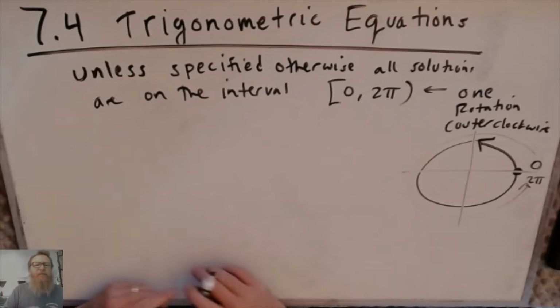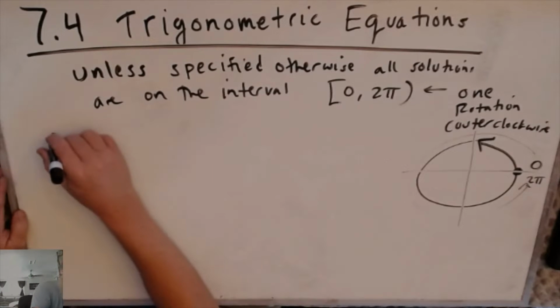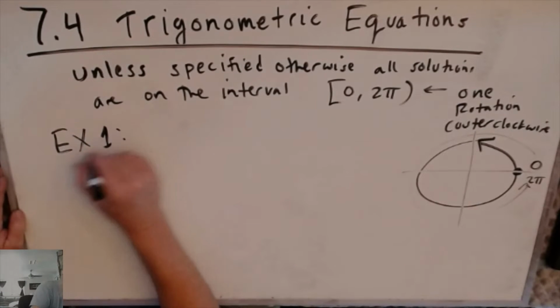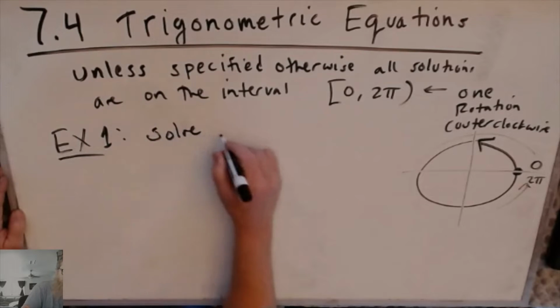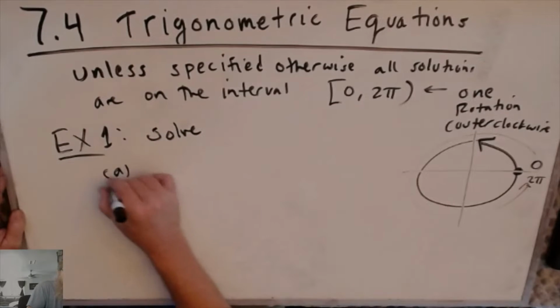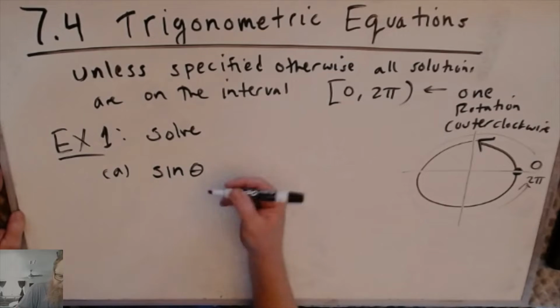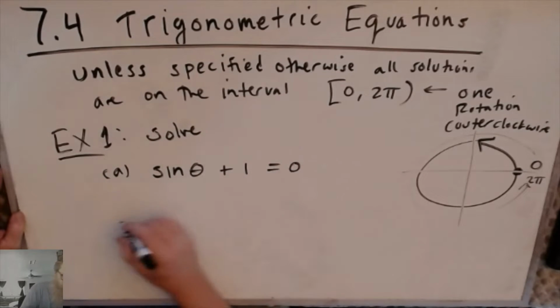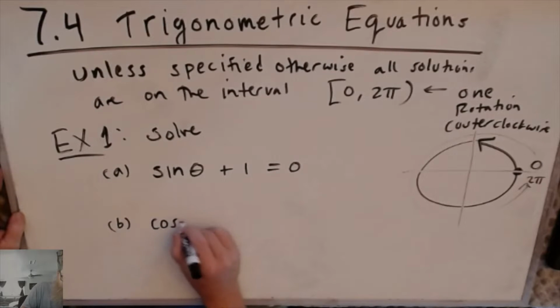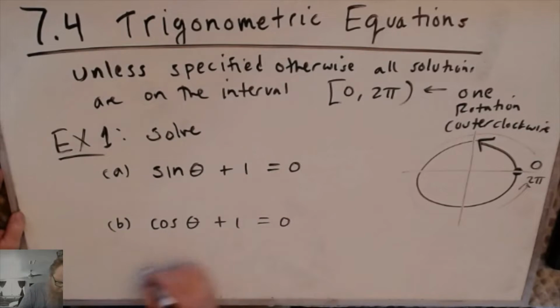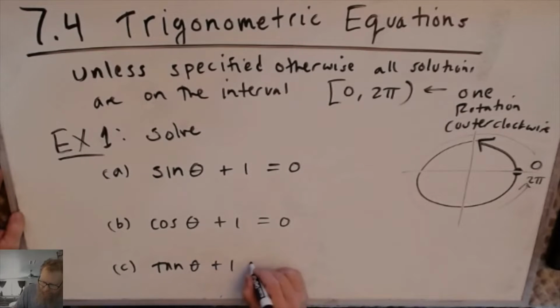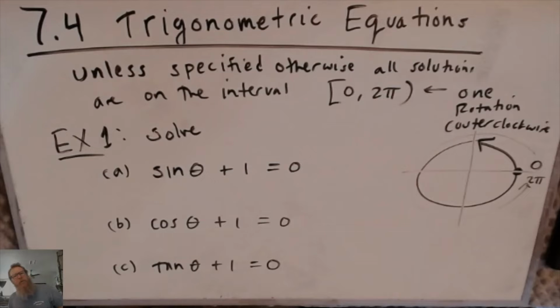Let's start off with some elementary exercises to get the ball rolling. Let's solve a couple basic ones like sine theta plus 1 equals 0, cosine theta plus 1 equals 0, tan theta plus 1 equals 0. So the three principal trig functions, sine, cosine, and tangent.